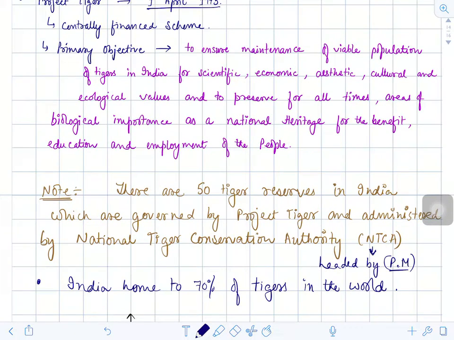The primary objective of that is to ensure maintenance of viable population of tigers in India for scientific, economic, aesthetic, cultural and ecological values. Okay, these are the keywords: to ensure maintenance of viable population of tigers in India for scientific, economic, aesthetic, cultural and ecological values, and to preserve for all times areas of biological importance as a national heritage for the benefit of education and employment of the people. Okay, this is the primary objective of Project Tiger.